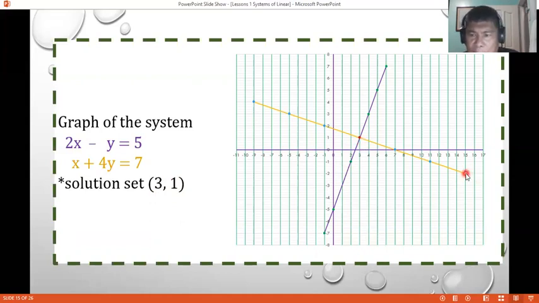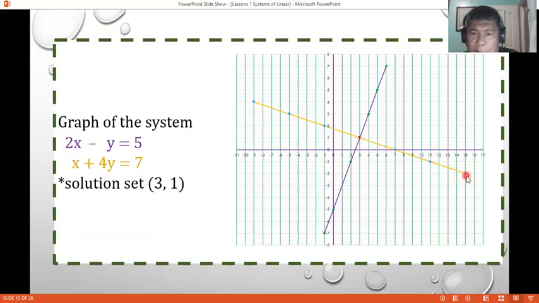Try natin ito. 15. Sa orange, 15 ng x. Ayan, 15. Ito yung 15. So, 15, transpose natin. 7 minus 15 kasi positive siya. Pag positive, pag transpose, magiging negative. So, that is 8. Diba? Negative 8. 7 minus 15, negative 8. Divide by 4, negative 2. Ayun ang negative 2.